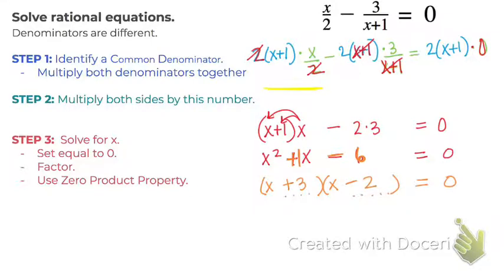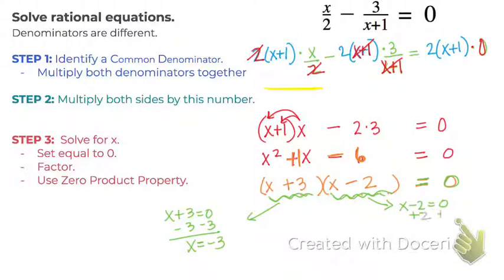Now we can solve this quadratic equation by using the zero product property. Remember, when you have numbers that multiply together, like in this case, and the answer is 0, then one of these numbers must be 0. So either x plus 3 equals 0, and if that's the case, the answer is -3, or x minus 2 equals 0, and if that's the case, x is 2. So our 2 answers are x is -3 and x is 2.